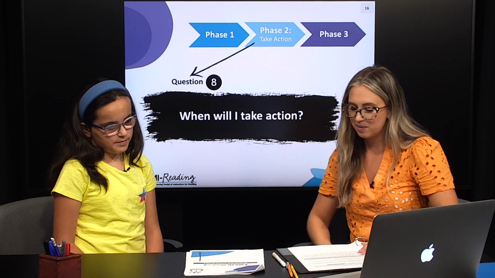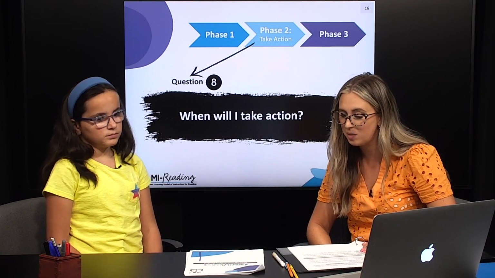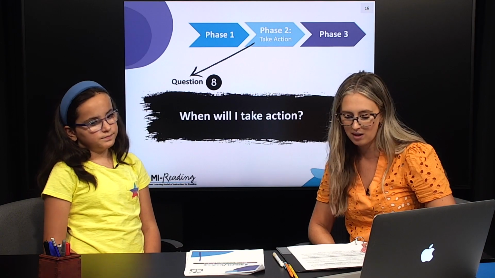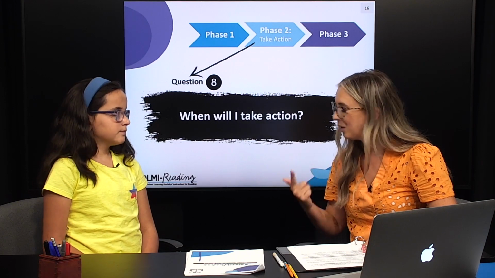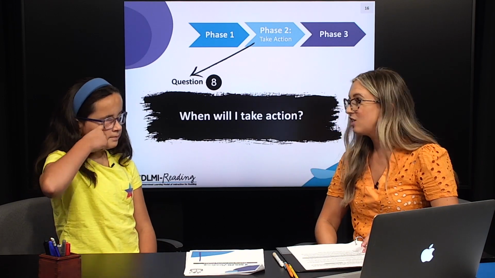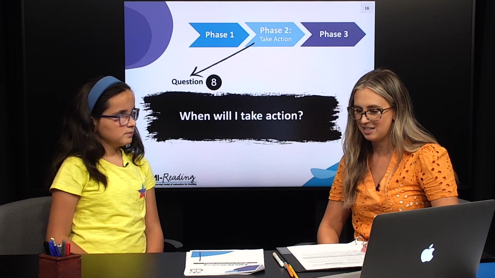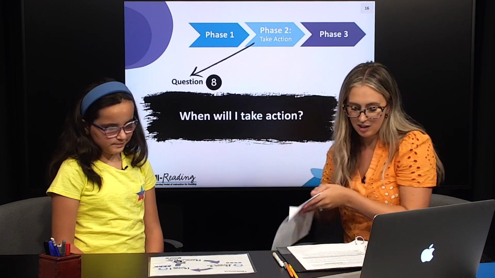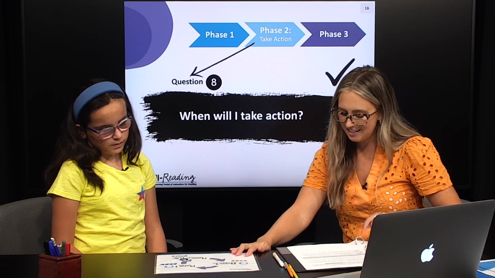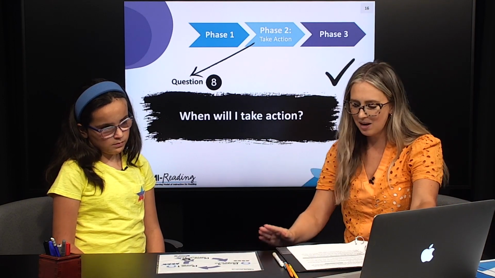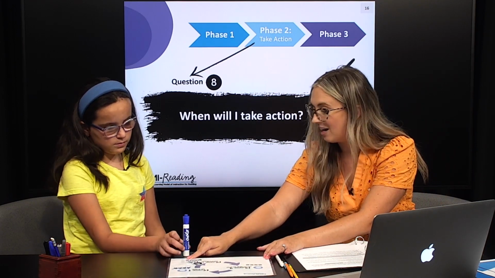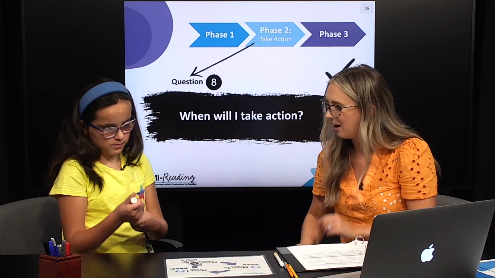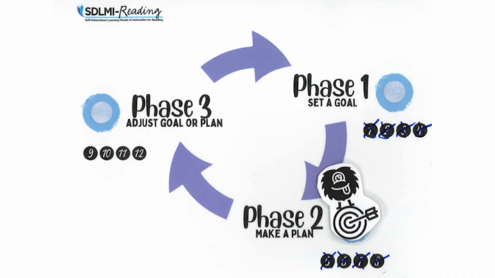Great job today. Now that we have finished phase 2, we have a lot of important details, including your action plan. We talked about your goal, your plan, and time frame. And these are all important parts of goal chasing. And so you have answered student question 8, when will I take action? So let's go ahead and put a check mark or cross out number 8 on your SDLMI-R base tracker. So you can go ahead and cross out number 8. Awesome job, really good job.